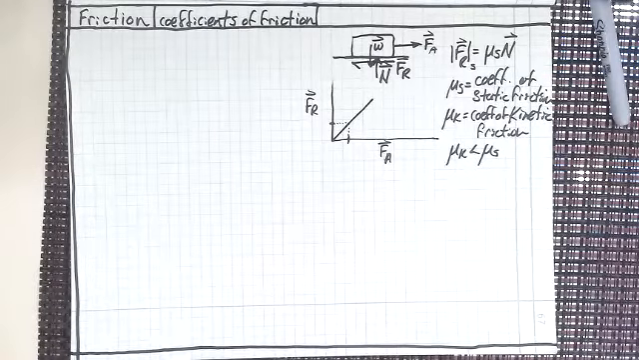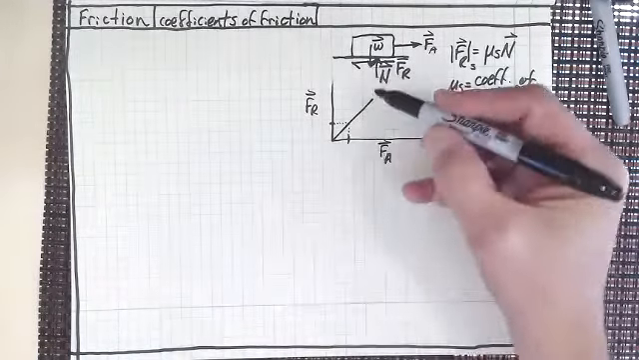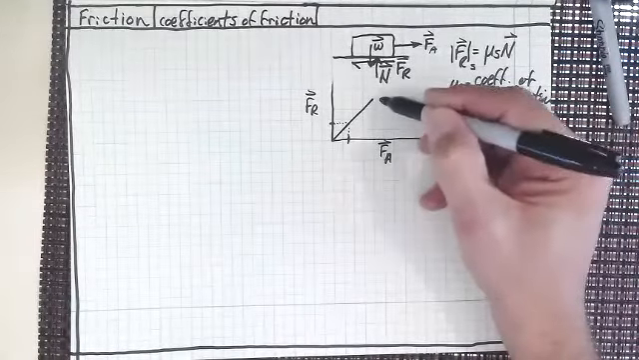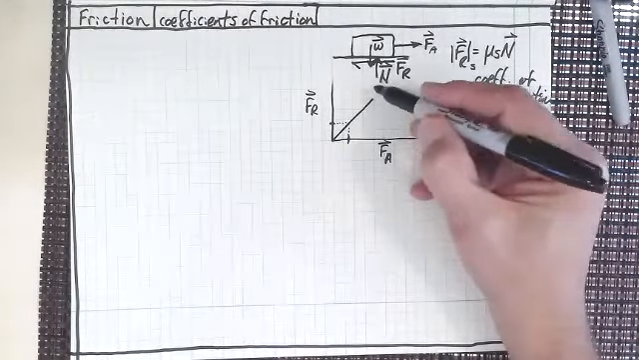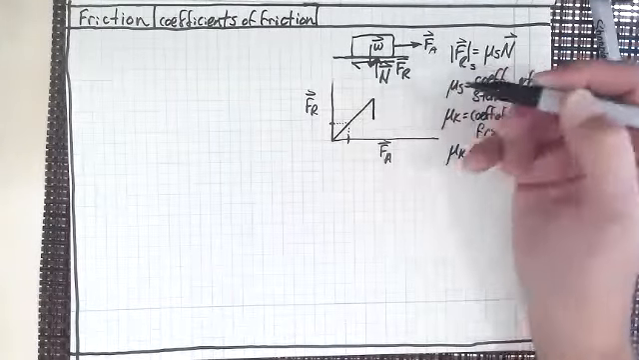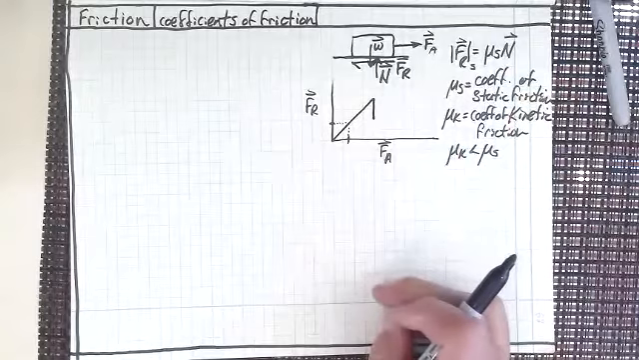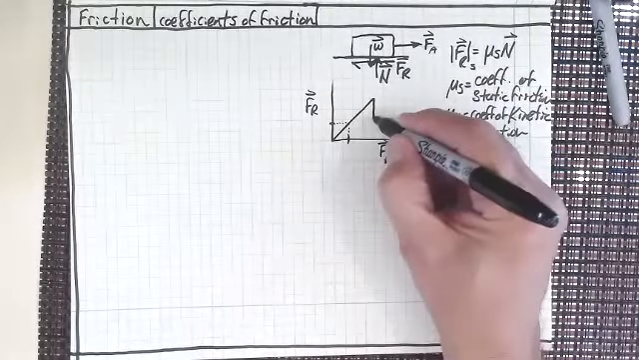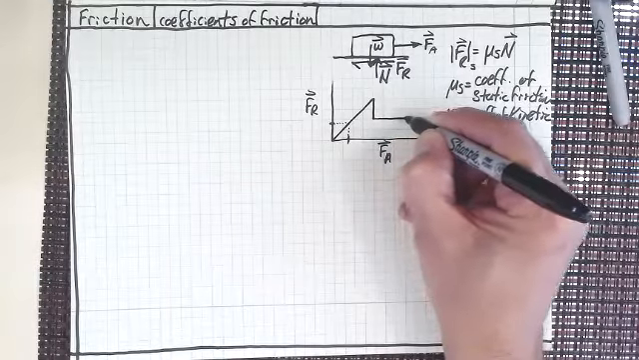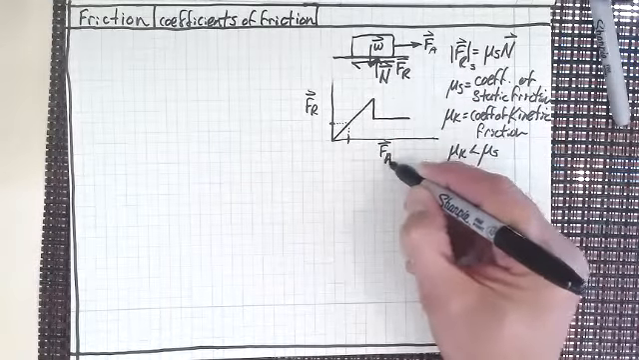As soon as you start pushing on it and it moves, you're going to keep pushing on it with the same force, but the frictional force immediately comes down. And then that frictional force remains at that lower level no matter how much more force you apply to it.